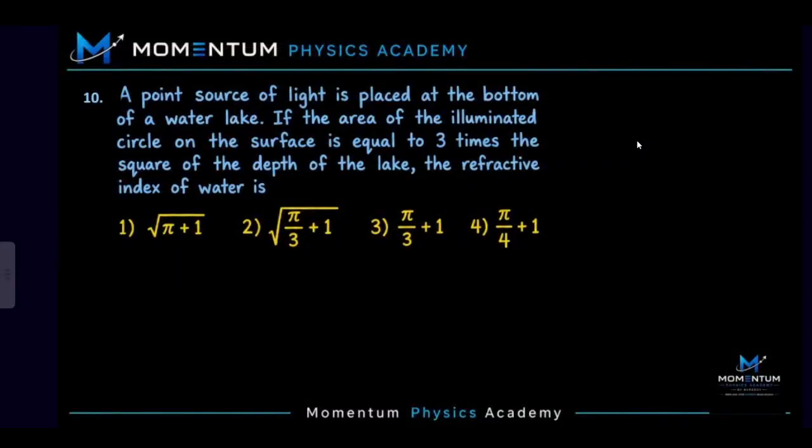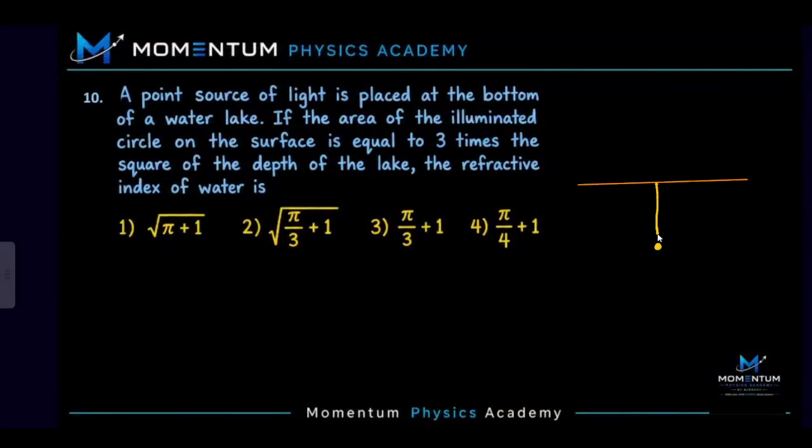In this problem, what is given: a point source of light is placed at the bottom of a water lake. Consider this is the point source at the bottom of the water lake. The area of the illuminated circle is given as equal to 3 times the square of the depth.